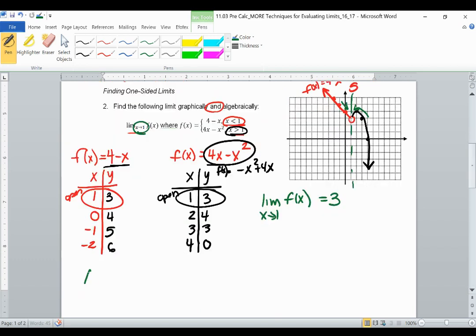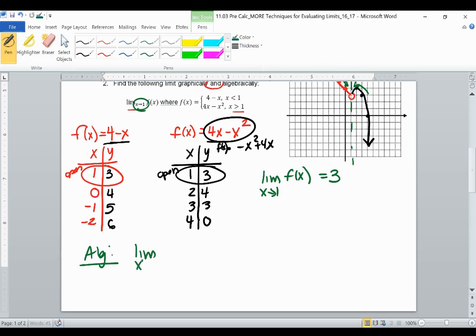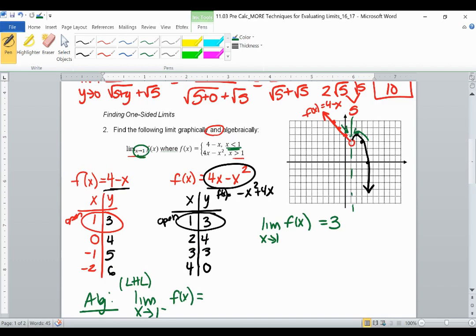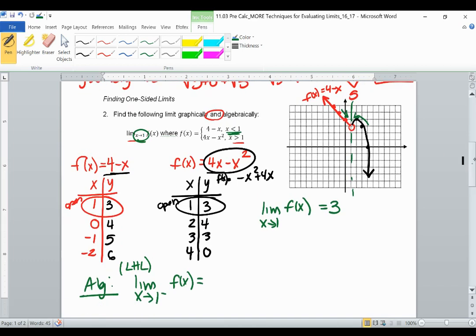Now let's talk algebraically. So forget we did all those tables. We're just looking at this given equation here. So since we were talking about the limit as x approaches 1, we want to find the limit from the left-hand side and the right-hand side. So I'm going to do from the left-hand side, I do a little negative. So this is the left-hand limit of f of x. So if I want to go from the left-hand side, I want where x is less than 1, because that's coming from the left-hand side. So just like on our graph, the red side is where x is less than 1. So that's where we're coming from if we're coming from the left side.